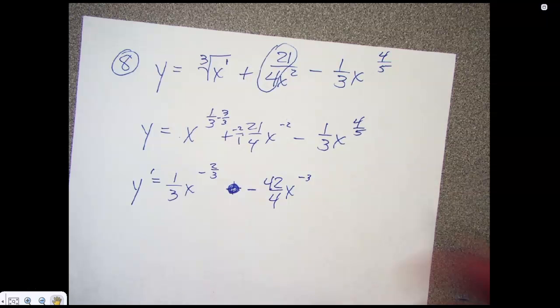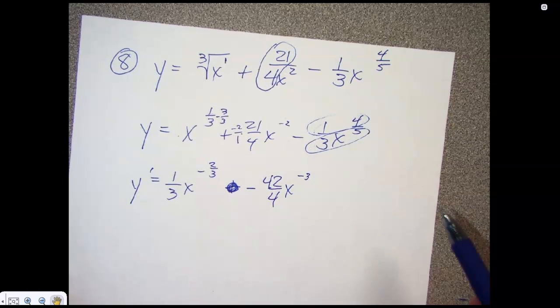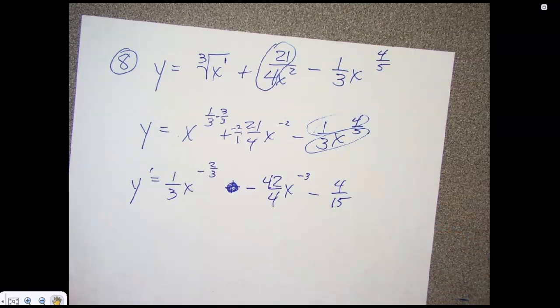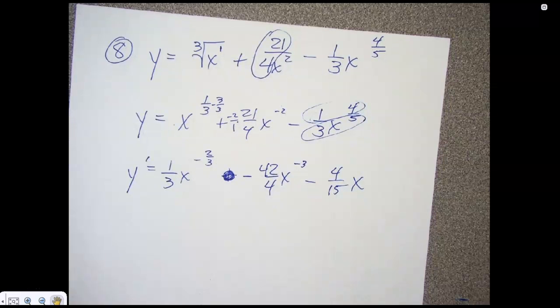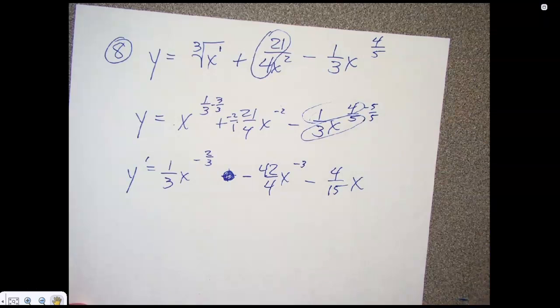And then same idea over here. So I'm going to bring down the 4/5 times the 1/3. Well, you do top times top and bottom times bottom. So that's 4/15. Reduce the power by 1. So 4/5 minus 1 is like 4/5 minus 5/5. So -1/5.